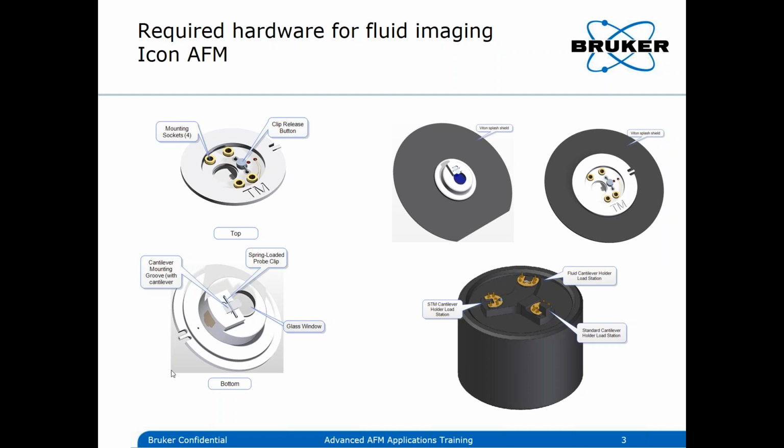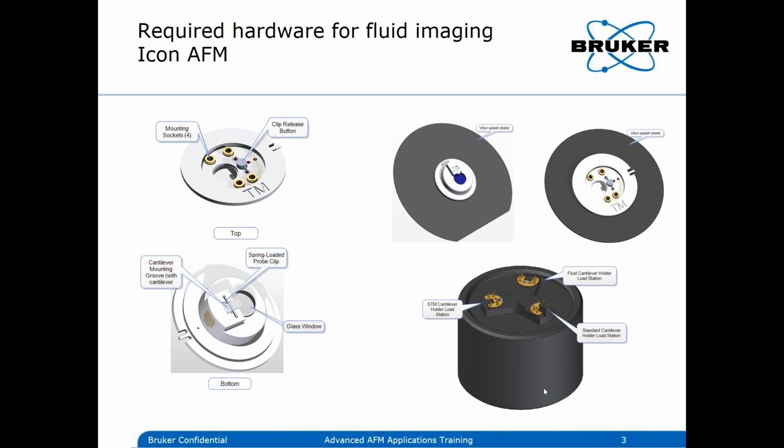Again, ask if there are questions about the solvents you can use. In the help function of the Multimode Nanoscope version 9 and onwards, there's an online help where you can also look for the fluid cell compatibility towards other chemicals. Then you have the Viton splash guard. Now you can see here, it protects the scanner from being contaminated or getting into contact with water.